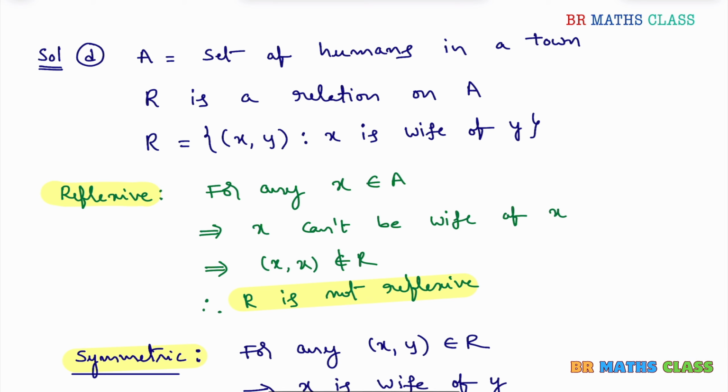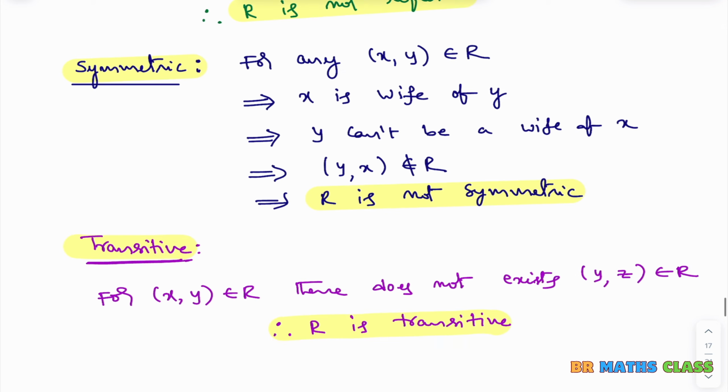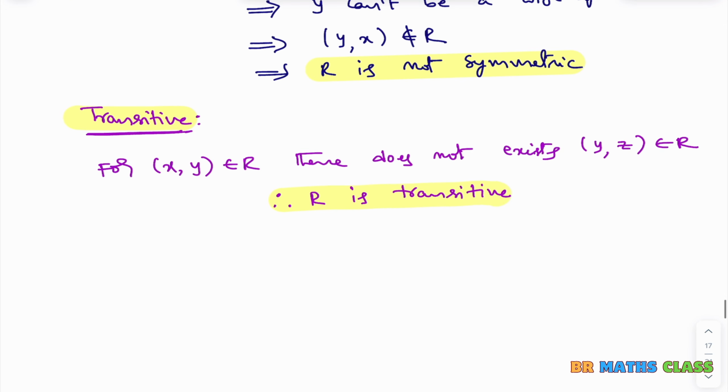Actually, it's really easy. You may get confused in this, but there is nothing to confuse, especially in the transitive part. We discussed it more clearly. If x comma y, y comma z exists in the relation, then only we look for x comma z. Otherwise, we say that that relation is transitive. I hope you understand this.